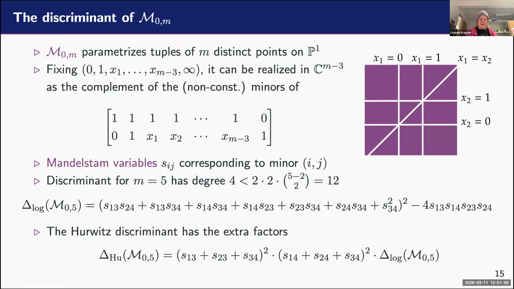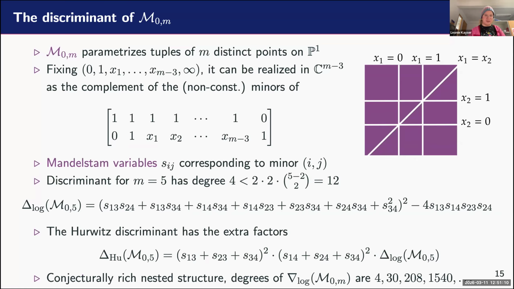But also not enough to explain the 12. Or the Hurwitz discriminant here has degree 8. And indeed, we looked into this for M06, M07, at least numerically, and observed some nice nested structure. So we computed some degrees, and we don't yet have a general formula, but we think that this really should have a nice structure that only waits to be uncovered.